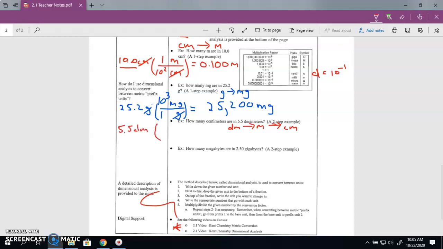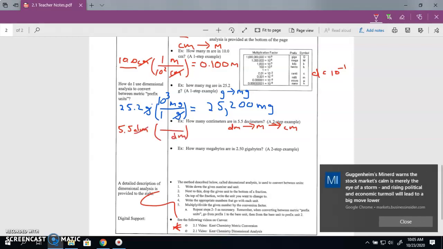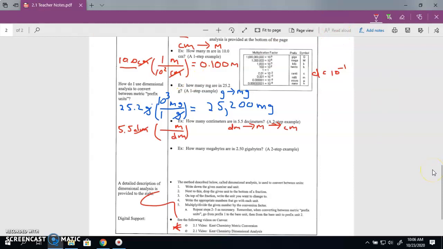We're going to set up a fraction. We move decimeters to the bottom, and we put meters on top. Next, we think about the numbers. See how I didn't even think about the numbers first? I thought about the units first so that I could get them laid out right. So in 1 meter, there is 10 to the positive 1 decimeters. Remember, we have to flip that sign from the table up here.